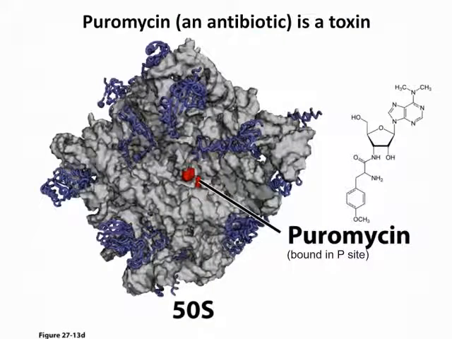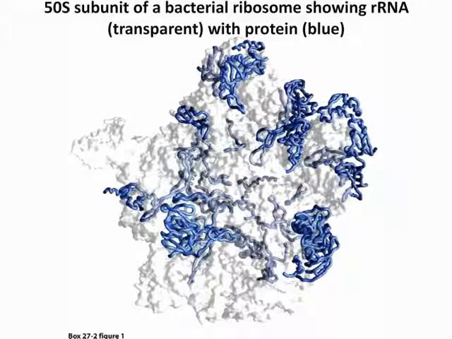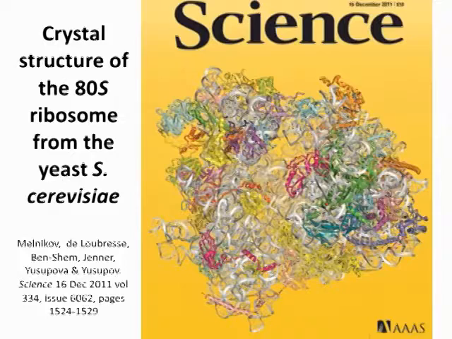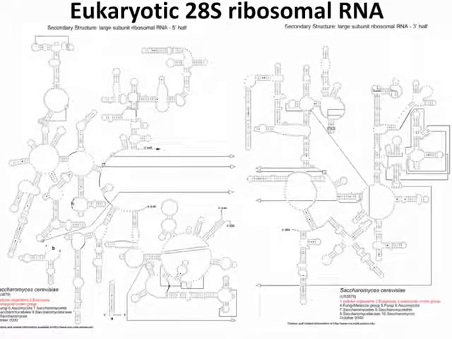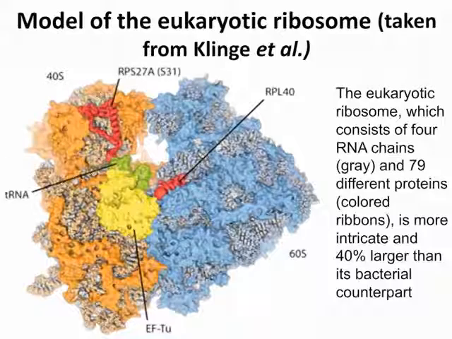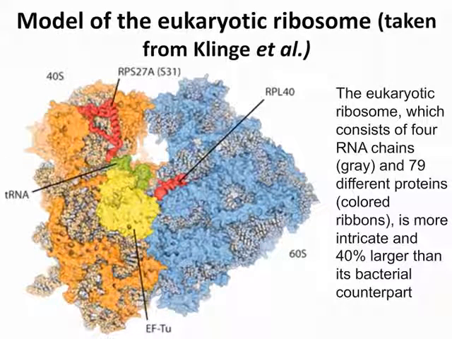Fun fact, puromycin is an antibiotic that is a toxin. It's another picture, so most of these pictures you can skip. Skip. Skip. So this is just a model of the eukaryotic ribosome, saying that it is 40% larger than its bacterial counterpart. So remember what makes the 80S eukaryotic ribosome: the 40S and the 60S.